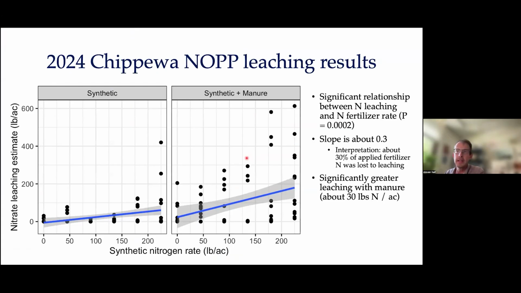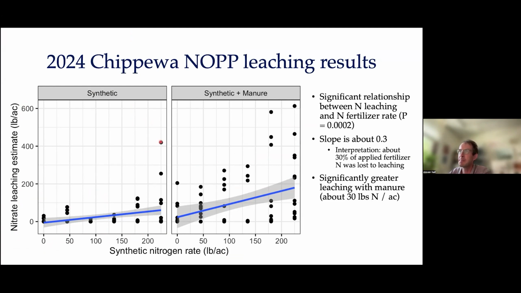And so here's the data, right? This is the same experiment that Jerry talked about before, where we've got this whole spectrum of synthetic nitrogen rates with and without this liquid dairy manure. I'll walk you through this figure because there's a lot going on here. On the left panel, we've got just our synthetic nitrogen rate. We've got nitrogen leaching on the y-axis, and then the synthetic nitrogen rate on the x-axis.